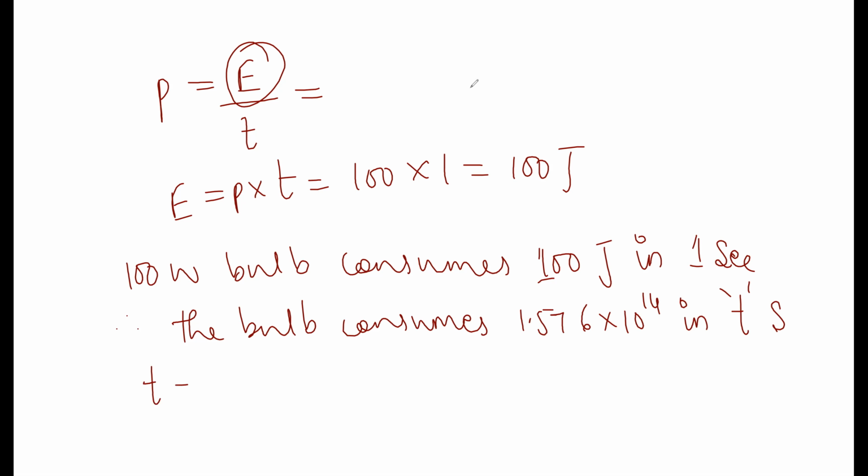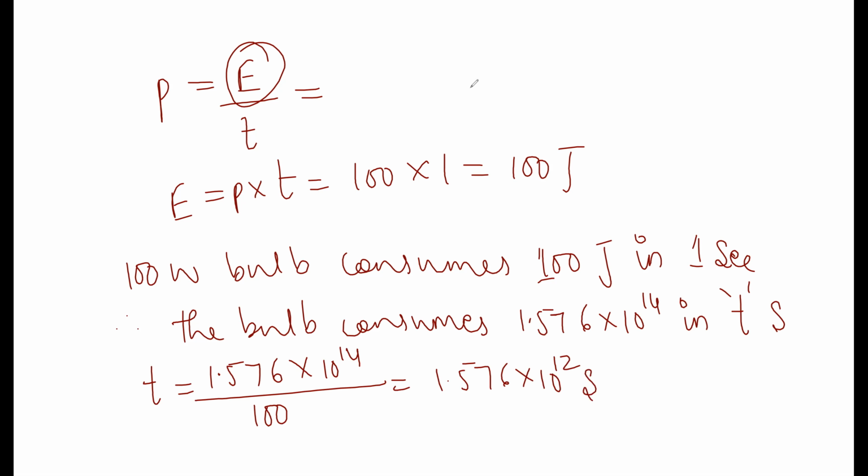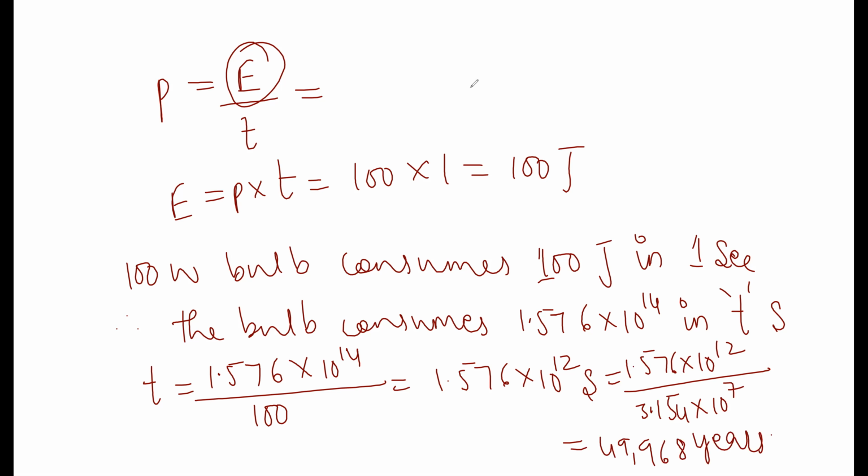Now we have to find the time, so just cross multiply. t is equal to 1.576 into 10 to the power of 14 divided by 100, which gives 1.576 into 10 to the power of 12 seconds. How can we write this in years: 1.576 into 10 to the power of 12 divided by 3.154 into 10 to the power of 7, because 1 year is 3.154 into 10 to the power of 7 seconds. On substitution we get 49,968 years as the time. So this is the solution.